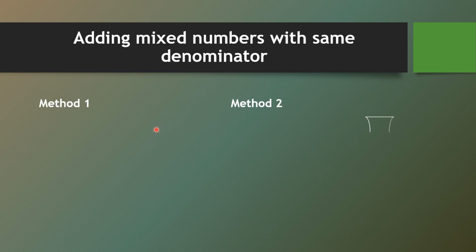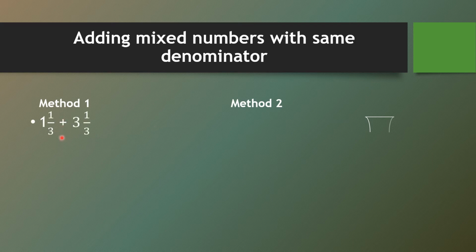So after understanding how to convert mixed into improper and improper to mixed, now we will come on adding mixed numbers with same denominator. Here are two methods, method 1 and method 2. I'm going to tell you both the methods. So here is your question. We will solve it by both the methods.